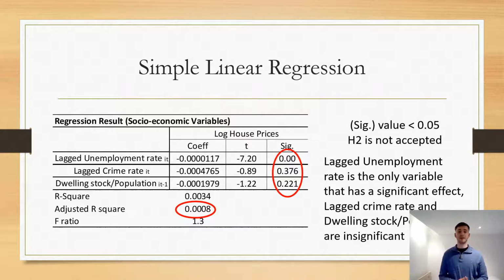The lagged unemployment rate has a negative coefficient and a significant level of 0.000 in the table, indicating a highly significant relationship with the dependent variable. However, both the lagged crime rate and the dwelling stock divided by the population are insignificant on log house prices. Thus, we cannot use their coefficients to determine the effects of these variables on log house prices. Therefore, we reject the null hypothesis that all the socio-economic variables significantly affect log house prices.